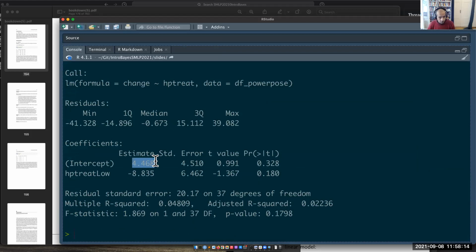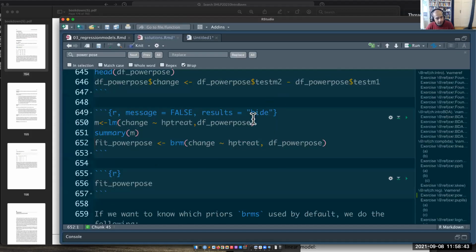the estimate of testosterone levels when the treatment is low, and when the treatment is high. This is when it's high, right? And when the treatment is low, there's a decrease in the testosterone level. That means with high treatment, you get an increase. But the effect is not significant here. You see that? It's not a significant effect. So we're going to do this analysis in the Bayesian framework now.